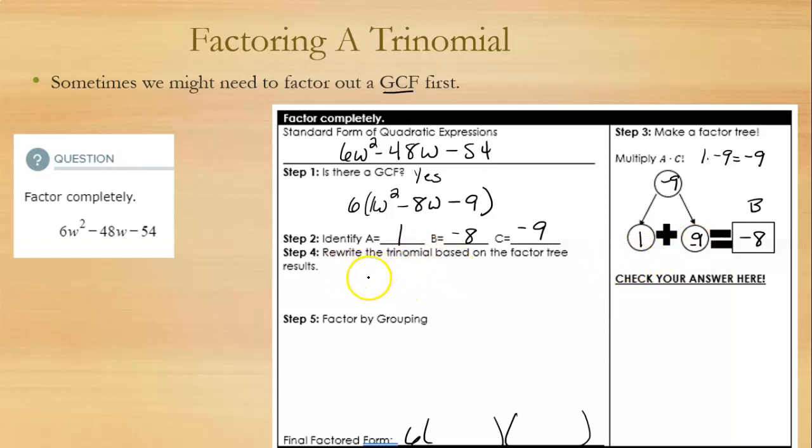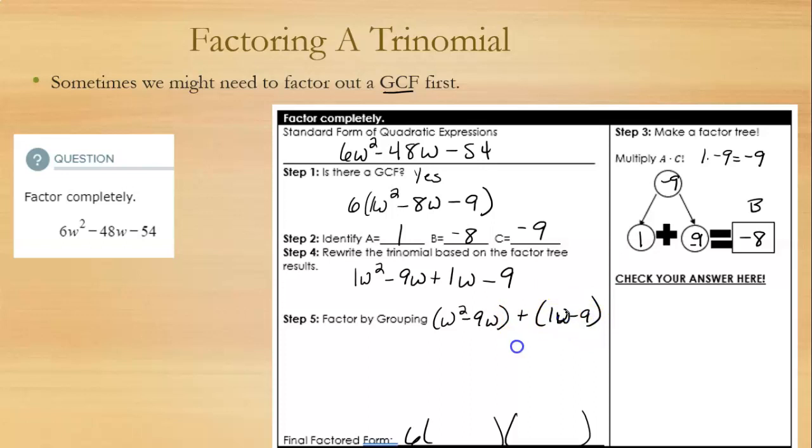So now we're ready to rewrite. This becomes 1w squared. I'm going to replace b with the magic numbers. I always like to put my negative one first if just one of them is negative, and then bring down the c, minus 9. Now I'm ready to factor by grouping. I group my first two together and my second two together.